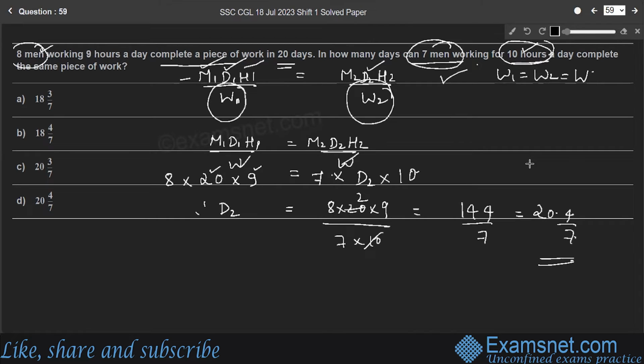Therefore, 7 men work for 20 integer 4 by 7 number of days. Right? And in each day, they work for 10 hours. Right? To complete the same amount of work, which is W. Therefore, option D is the right answer. D2 is 20 integer 4 by 7 number of days.